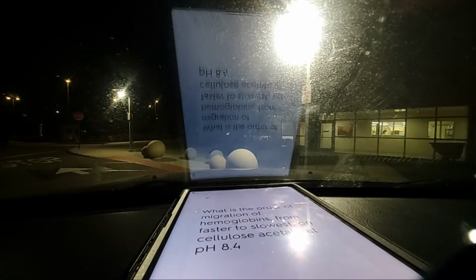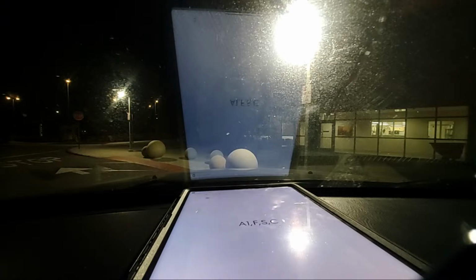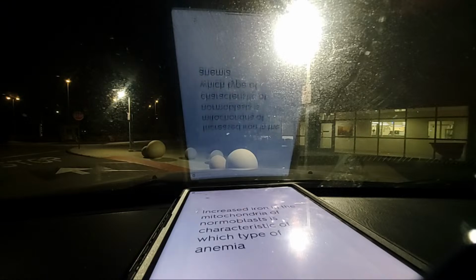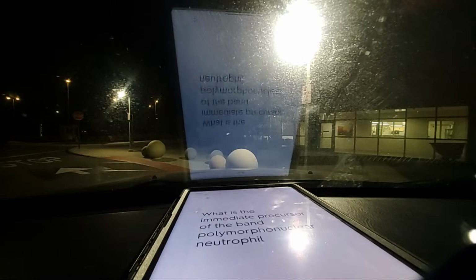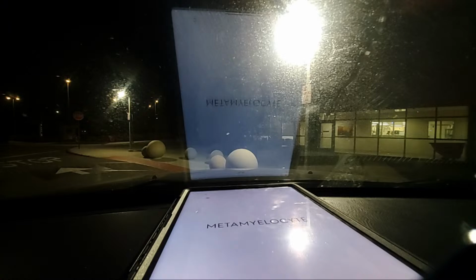What is the order of migration of hemoglobins from fastest to slowest on cellulose acetate at pH 8.4? A1, F, S, C. Increased iron in the mitochondria of normoblasts is characteristic of which type of anemia? Sideroblastic anemia. What is the immediate precursor of the band polymorphonuclear neutrophil? Metamyelocyte.